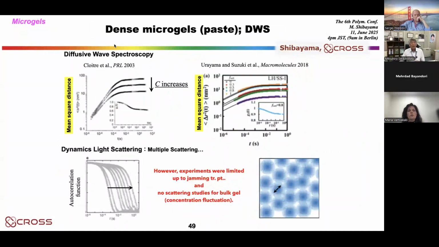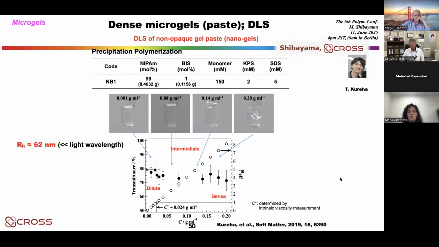This is one of the methods to determine the jamming transition. A similar study was done on dense microgel by diffusive wave spectroscopy. By measuring these parameters, they can obtain some information about the paste dynamics. However, with dynamic light scattering, multiple scattering occurs and the sample becomes opaque. So this is why dynamic light scattering has been believed to be not applicable to this kind of system. So we tried to remove this problem.